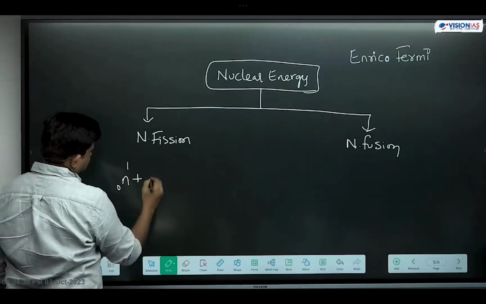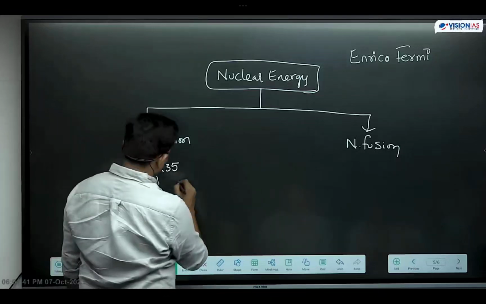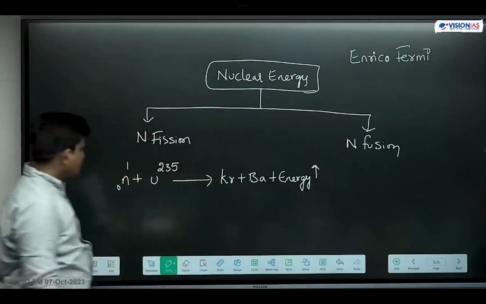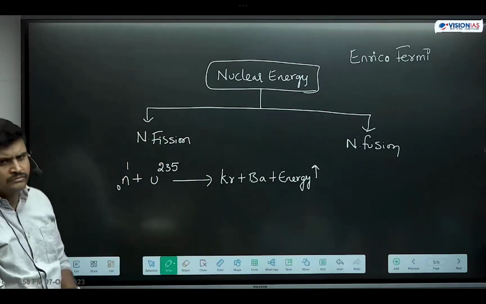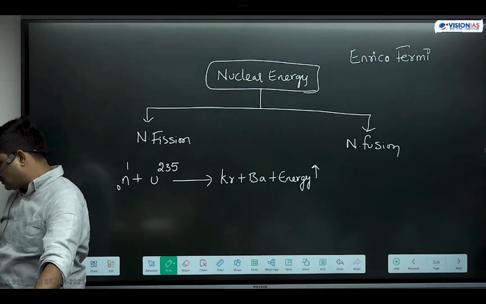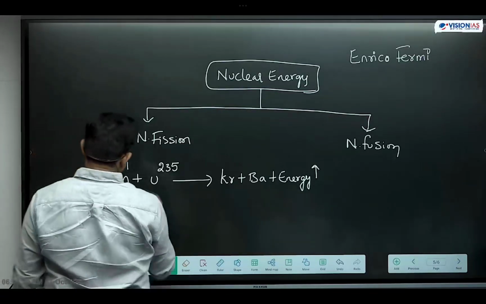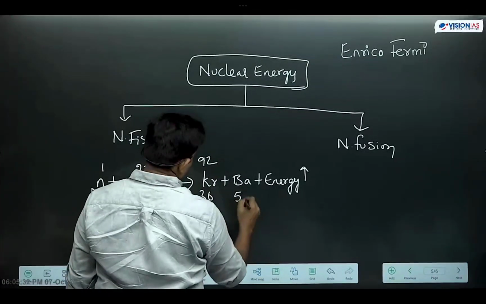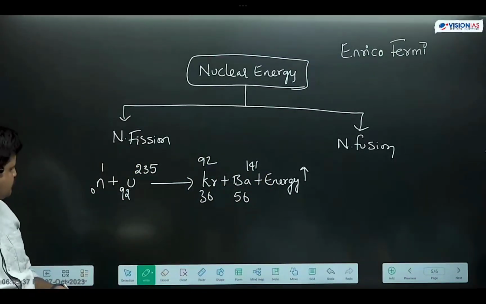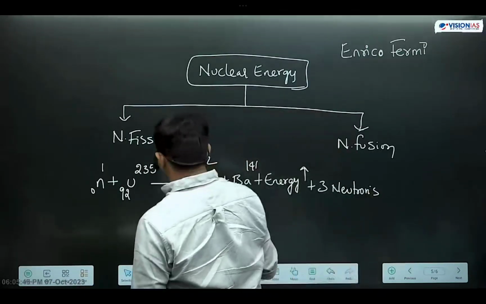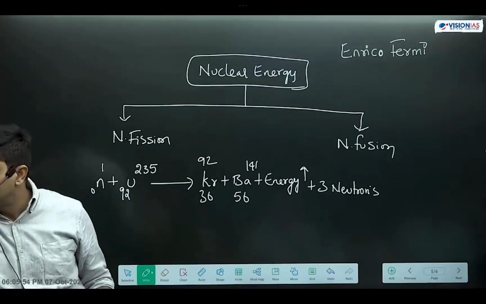Make a note of this reaction. When neutrons are bombarded with uranium 235, it results in formation of krypton plus barium. Write this in numerical values also. Krypton plus barium plus energy plus 3 neutrons. Okay.